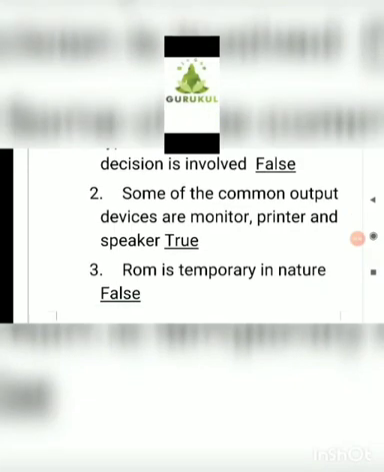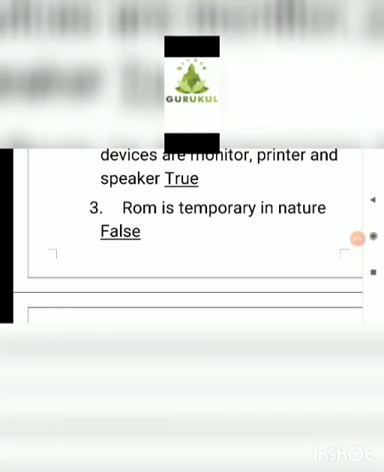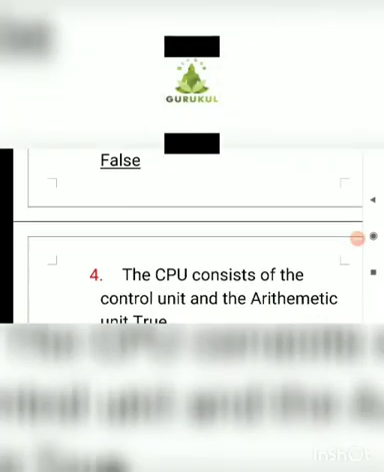Some of the common output devices are monitor, printer and speaker. True, because these are the examples of output devices. Next one: ROM is temporary in nature. False. Why? Whatever things are saved in the ROM are not erased when the computer is switched off.